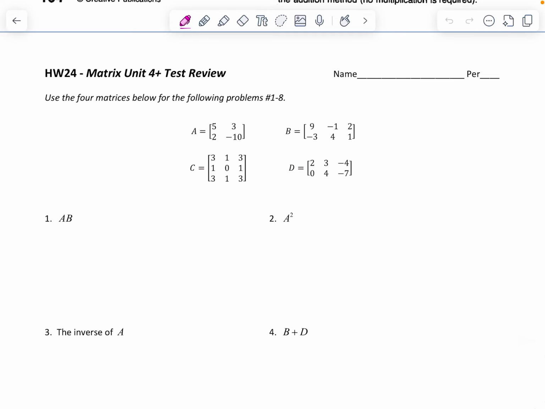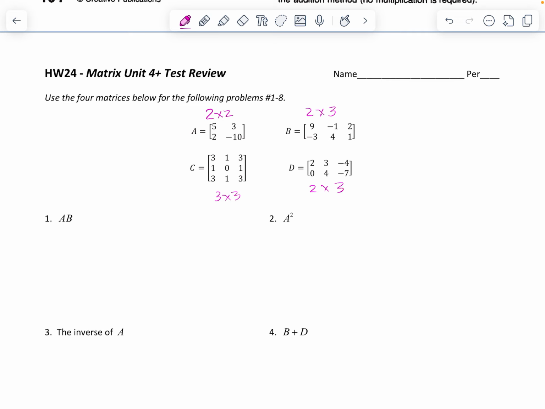Okay, so the review for the matrices test. First things first, I'm going to write what the dimensions are of each one of these, just so that we can easily think about these. So this is a 2 by 2. This is a 2 by 3. This is a 3 by 3, and this is a 2 by 3.